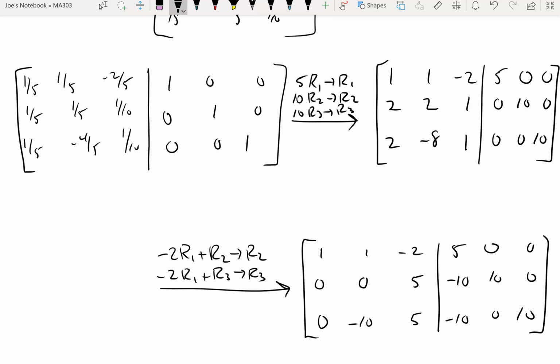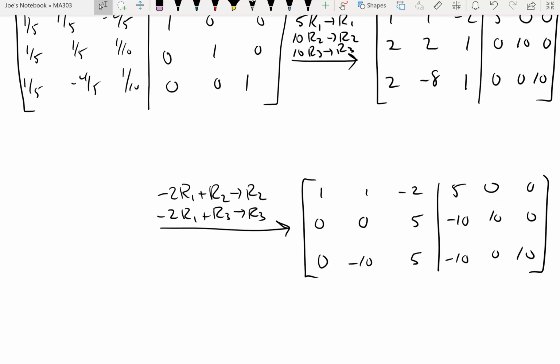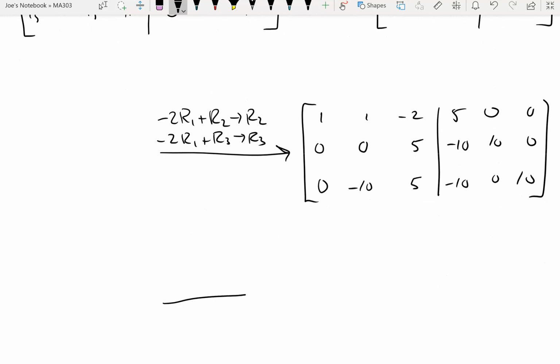Did I do those right? All right. So what's the next step now? Probably swap rows 2 and 3. Okay, why do we want to swap rows 2 and 3? So you can hit it in the second row. Okay.